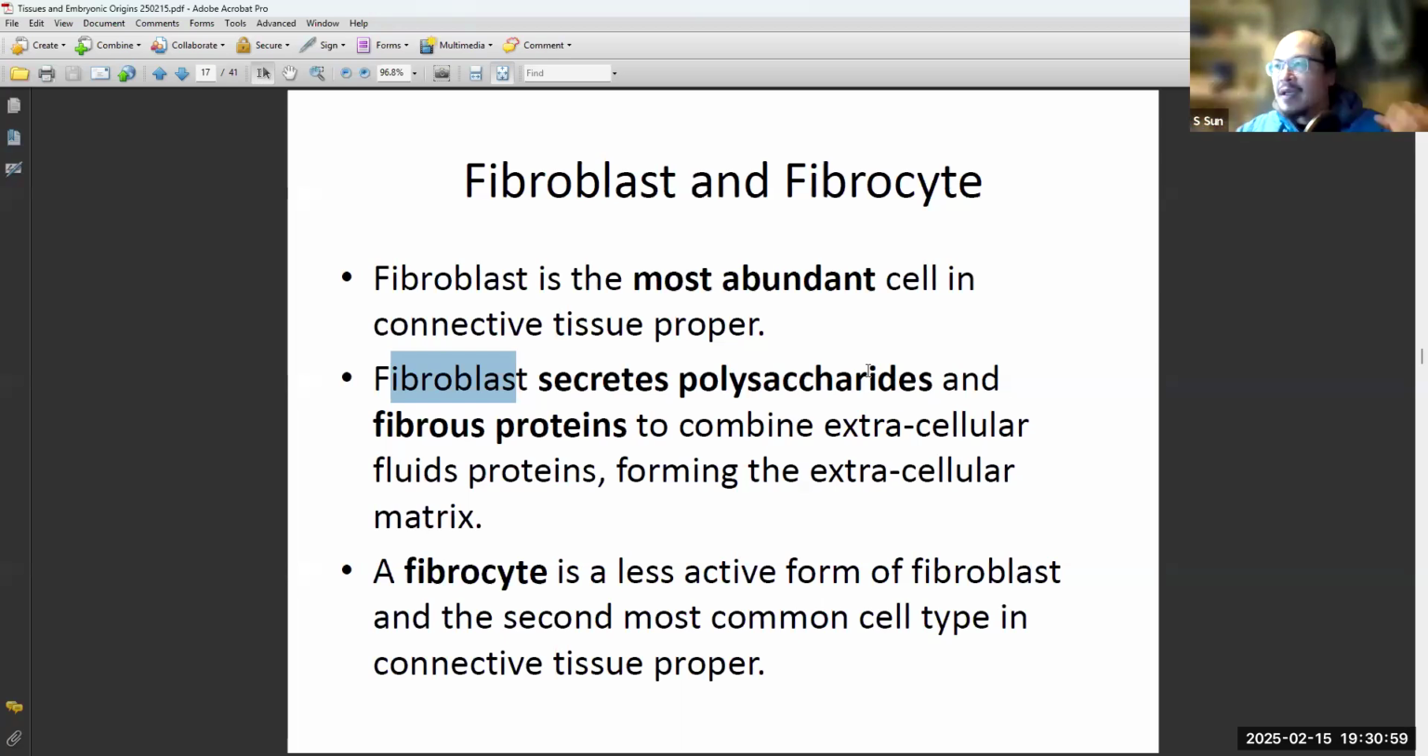It's perfect for serving as a matrix for cells to sit on. The proteins are also polymers, but in this case, not just a single protein, but multiple proteins. They also form this meshwork, and these will be produced by the fibroblast, and they will serve as a matrix for the connective tissue proper. So that's the primary cell. All right, now you know what the primary cell in the connective tissue proper is.